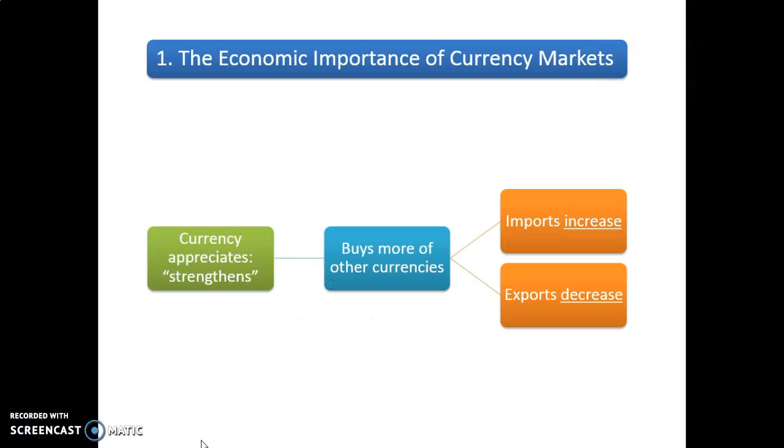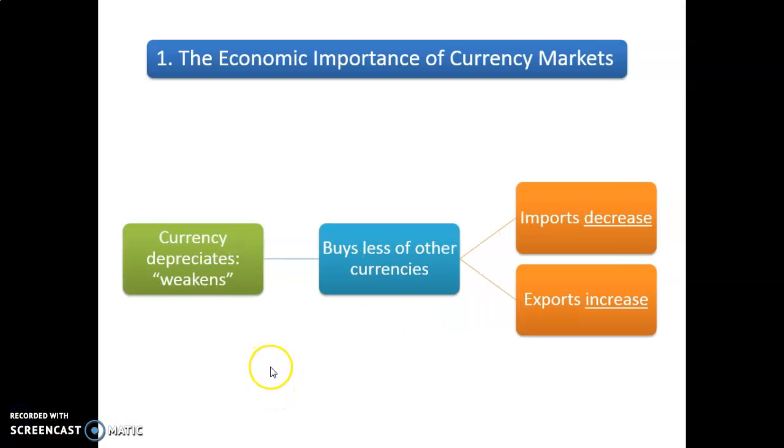You often hear in the financial news or the nightly news that the dollar has strengthened against the yen, or the pound has strengthened against the euro. When a currency appreciates, goes up in value, that means that it strengthens, and that allows one to buy more of other currency. That tends to increase imports and decrease exports because imports become less expensive and exports become more expensive.